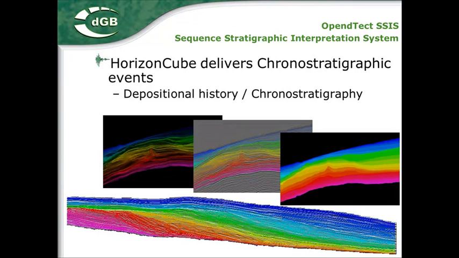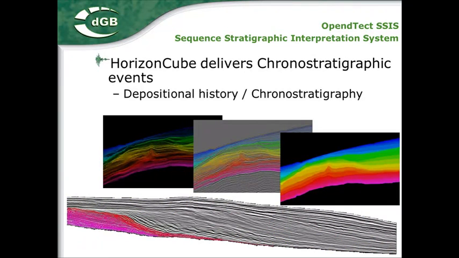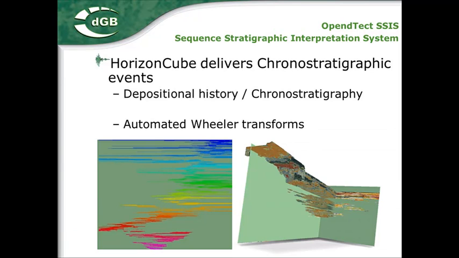With that, we can reconstruct the depositional sequence. We can learn a lot by just sliding the ground stratigraphy, adding and removing more geologic time. We can also use these horizons, these ground stratigraphic events, to flatten our data. And such a flattening is called a Wheeler transformation.